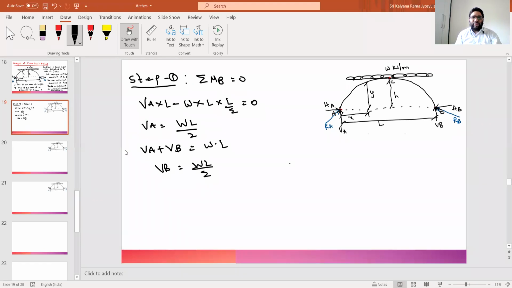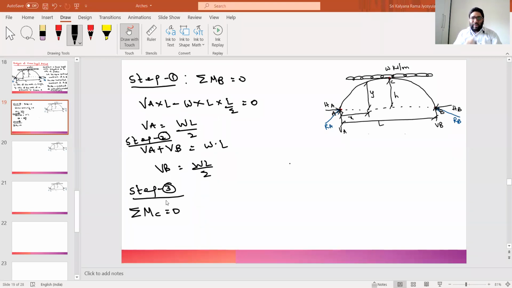And this is step 2. VA plus VB is equal to W into L, and VB is equal to WL by 2. Now, one more important thing here is we need to know the horizontal reaction also. So for the horizontal reaction, step 3: sigma MC is equal to 0, at the top point.